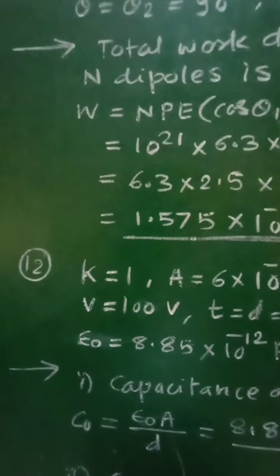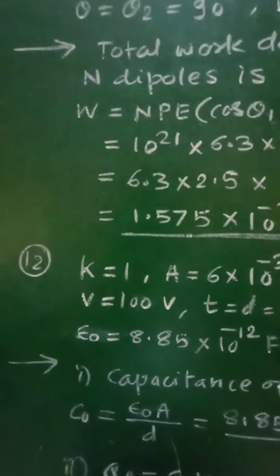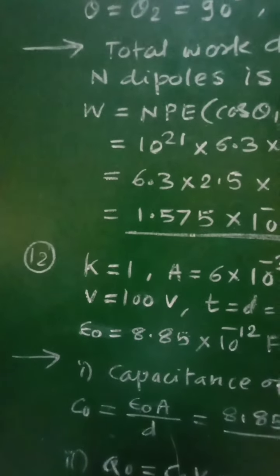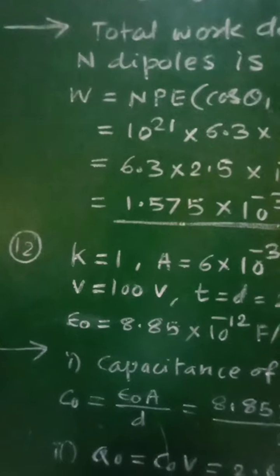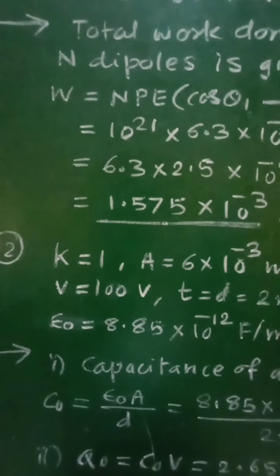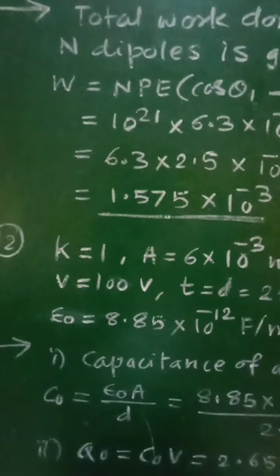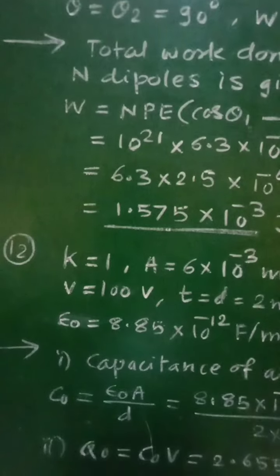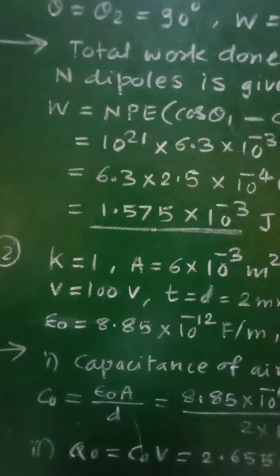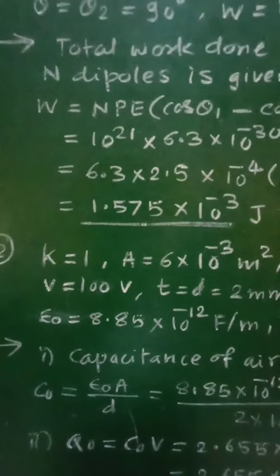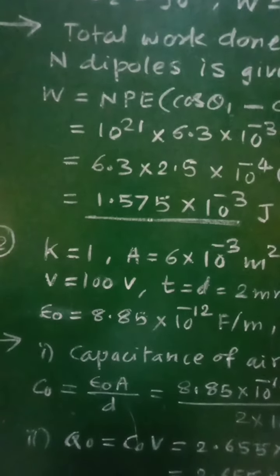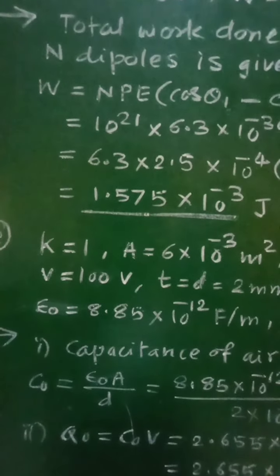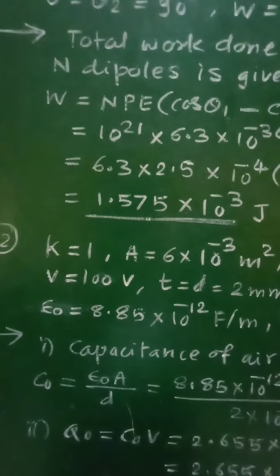in a parallel plate capacitor with air between the plates, each plate has an area of 6 into 10 raised to minus 3 meter square, and the separation between the plates is 2 millimeter. Then we have to calculate the capacitance of the capacitor, that is air filled capacitor. Then B, if this capacitor is connected to 100-volt supply, what would be the charge on each plate of that capacitor?